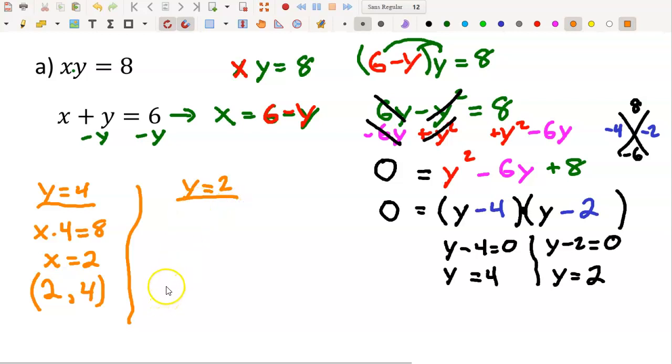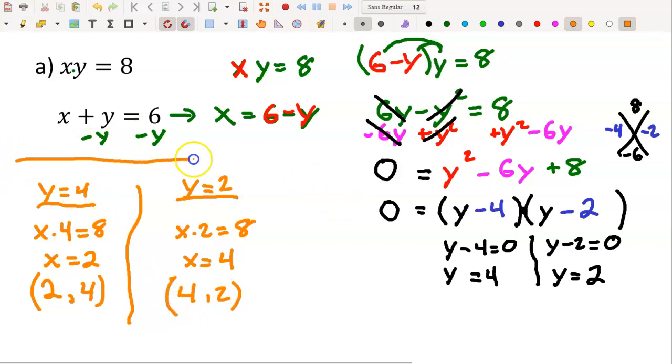And it might seem redundant, but it's actually probably the most important part of the problem. Everybody guessed 2 and 4, but did you say to yourself, oh, 2 and 4 and 4 and 2. There's two answers. That's the thing that might be lost just by looking at it on the surface. So we technically have two different answers, two different intersections, two different coordinates. 2 and 4 and 4 and 2. Those give us our answers.